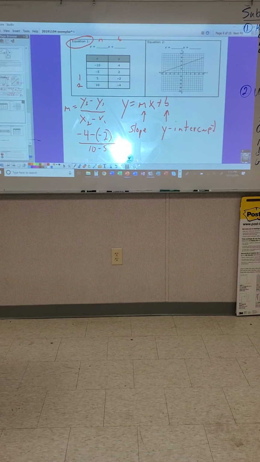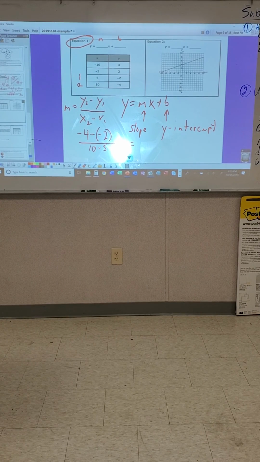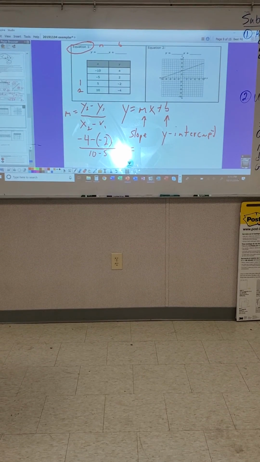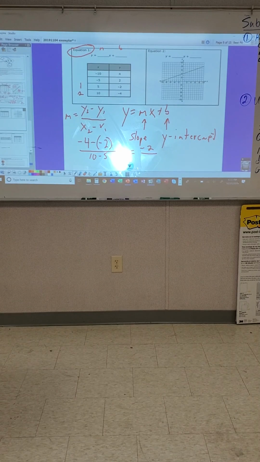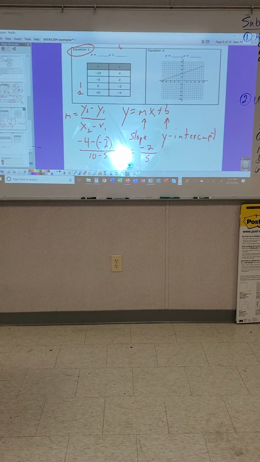So what that's going to give us is m equals this -4 minus a -2. Well, this is going to turn into -4 plus 2. So we're going to end up with -2. And then 10 minus 5 is 5. So -2/5. That's our slope. So we can replace that m with -2/5 x. Plus, we can figure out what b is.